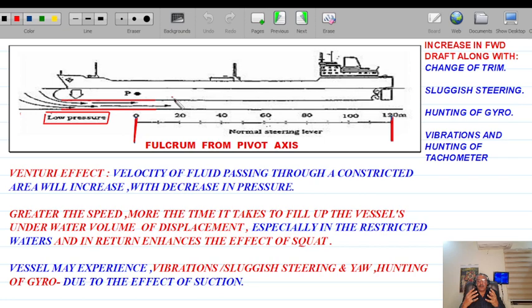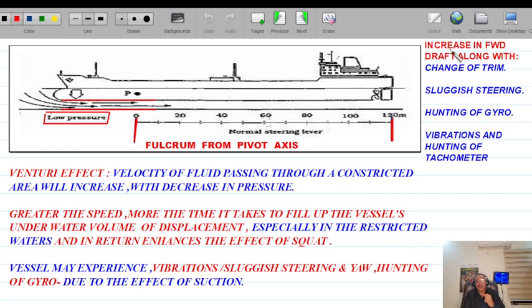So what are all the precautions, and what are the indications you may encounter if you go to a depth shallower than 20 meters, that is, in this particular example when I said 10 meters draft and 20 meters depth. First is an increase in the forward draft along with change of trim, that is with a vessel with a block coefficient of more than 0.7. A vessel with a block coefficient more than 0.7 will squat by head, and a vessel which has a block coefficient of less than 0.7 will squat by stern.